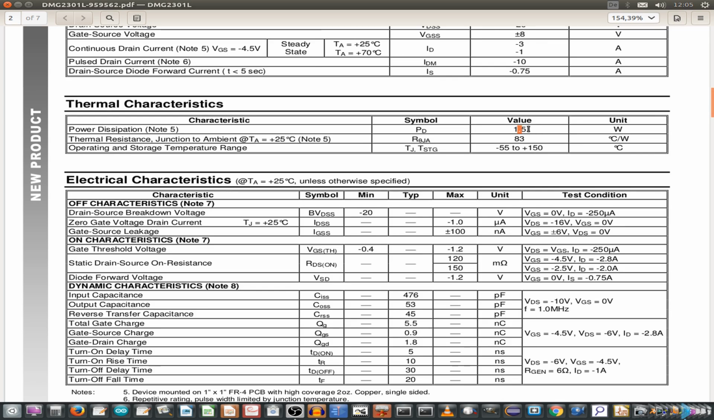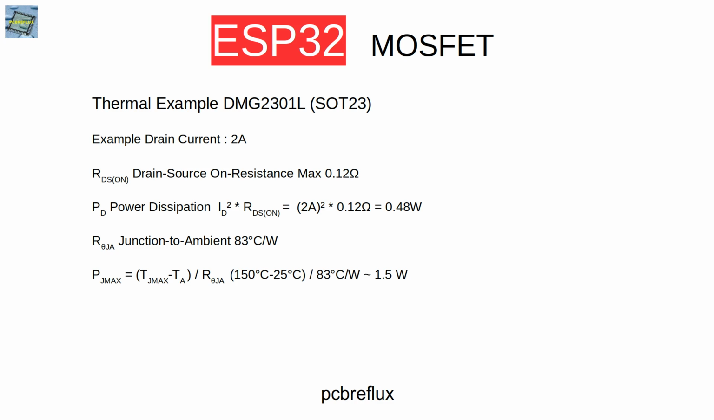So we have a power dissipation at our 2 amperes of only about 0.48 watts, and this is way below our 1.5 watt maximum without a heatsink. So we can conclude that we can use this P-channel MOSFET without a heatsink.